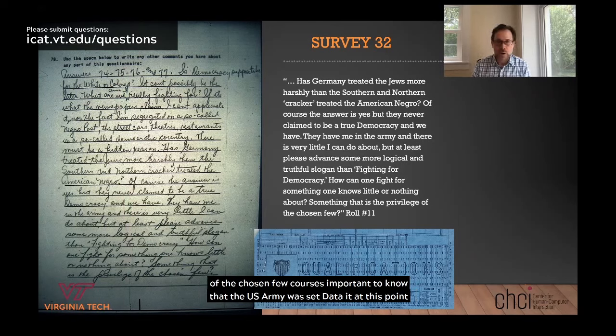Of course, it's important to know that the U.S. Army was segregated at this point in time. In addition to preserving all of these handwritten responses by photographing them onto microfilm in 1947, the research director of the research branch took file cabinets full of copies of the IBM punch cards that contained the survey data. And that collection contains about 200,000 individual level responses.